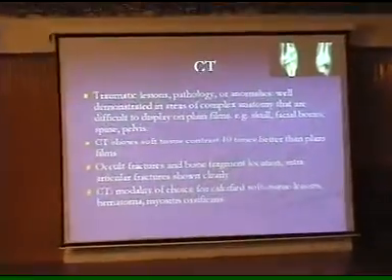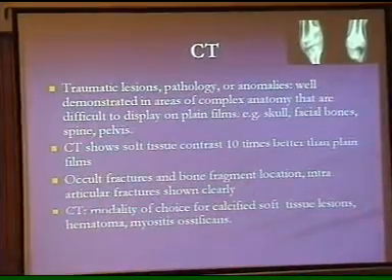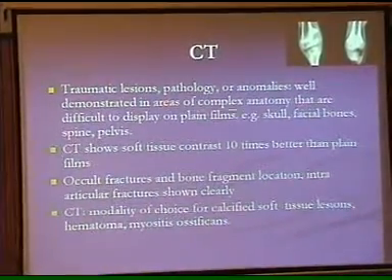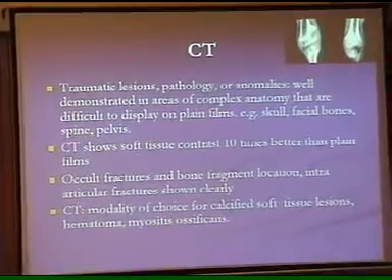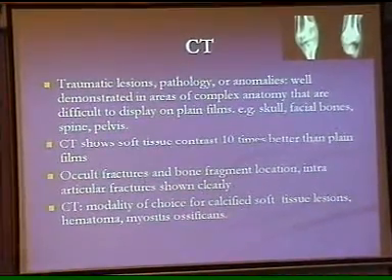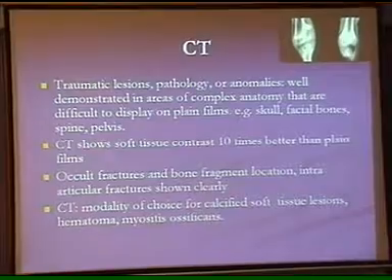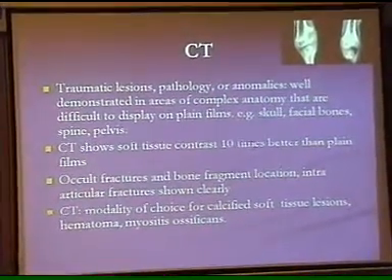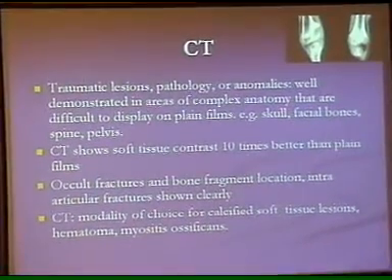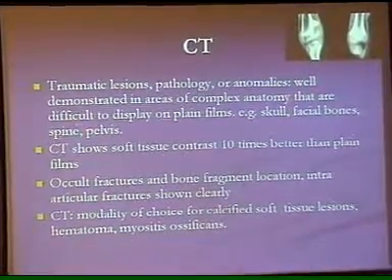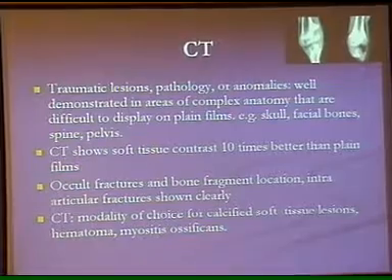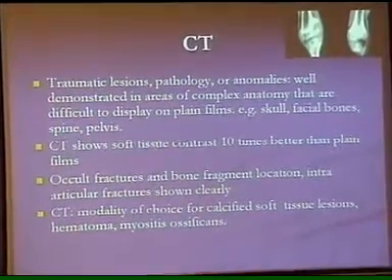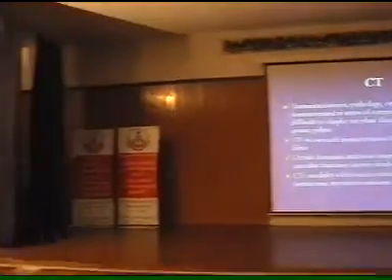CT in traumatic lesions, pathology or anomalies, they are well demonstrated in areas of complex anatomy that are difficult to display on the plain film. In a plain X-ray of the hand or the wrist joint, you may not need the CT unless you suspect a tumor, and want to know the aggressiveness of the tumor and involvement of the soft tissue, then you may need it. But especially in the skull bones, the facial bones, the spine, the pelvis, where there are complex bones, multiple bones, and small subtle lesions with associated pathology in the adjacent areas, CT is more helpful.